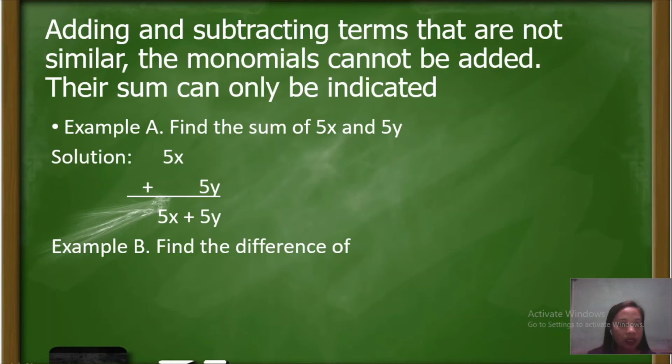Another example, find the difference of 20b and 12c. As you can see again, they have different variables. So you're just going to copy 20b minus 12c.